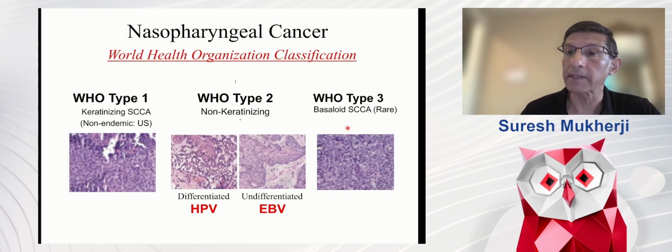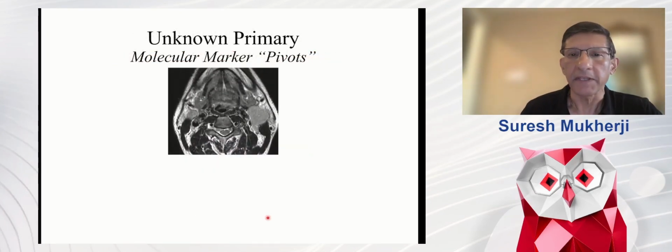And there's a very rare type that's the basaloid squamous cell carcinoma, which is a type 3. At least my discussion with the pathologist says that these are pretty rare. But the most common type, as I mentioned, is going to be the WHO type 3, which is non-keratinizing. And this is the one that has a strong association with Epstein-Barr virus. Now, the association between Epstein-Barr virus and nasopharyngeal carcinoma is incredibly important.